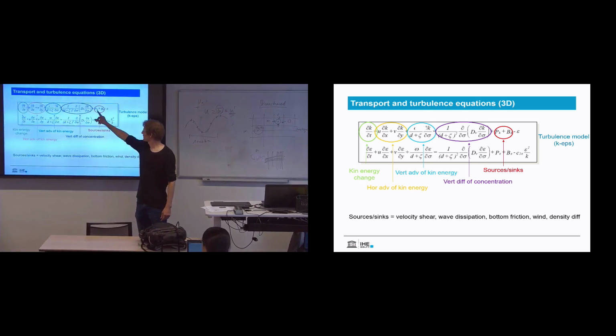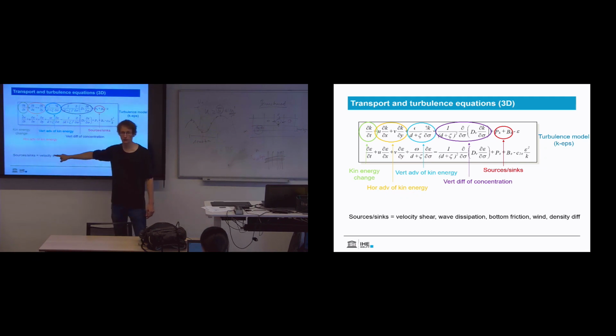So these sources and sinks, or sources and buoyancy terms, can be a number of things. Velocity shear is one. If you look at the water column and velocity is higher in the upper part of the water column than near the bottom, you have a vertical velocity shear. That's actually a production term for turbulence.